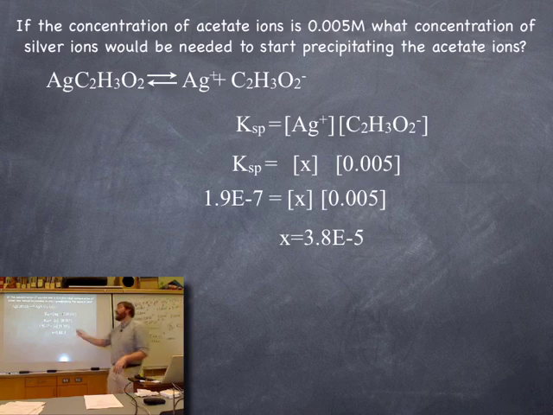And you could do that. If I flip this around to write silver plus acetate to form silver acetate, then this value would be 1 divided by, okay?